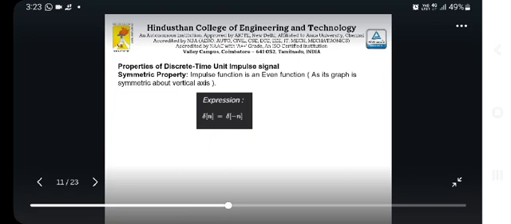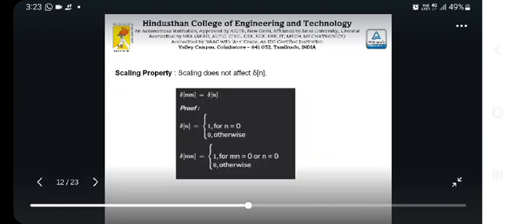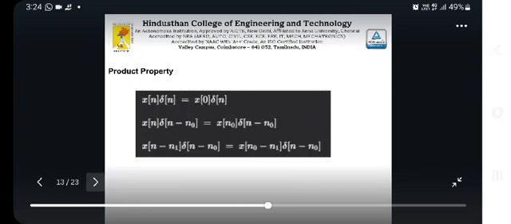The first one is the symmetric property. This is the basic expression of the symmetric property: del of n is equal to del of minus n. Next one is the scaling property. The scaling property expression is del of n is equal to 1 for n equal to 0, otherwise the del of n value is equal to 0. Next one is the product property. The product property expressions are x of n into del of n is equal to x of 0 into del of n. x of n into del of n minus n naught is equal to x of n naught into del of n minus n naught. x of n minus n1 into del of n minus n naught is equal to x of n naught minus n1 into del of n minus n naught.